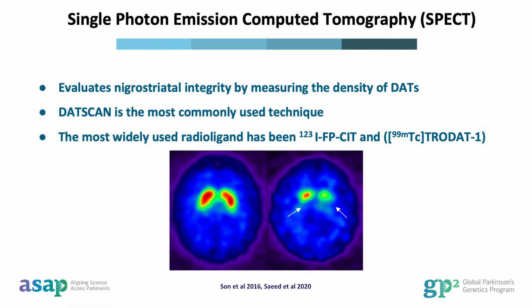SPECT imaging evaluates nigrostriatal integrity by measuring the density of dopamine transporters at the presynaptic nigrostriatal terminals, which mediate the reuptake of dopamine from the synaptic cleft. The most commonly used SPECT-based imaging technique in the context of PD is the DAT scan. The most widely used radioligands are 123I-FP-CIT, used for DAT scans, and technetium-99m. The image here shows diminished DAT activity in a PD patient.